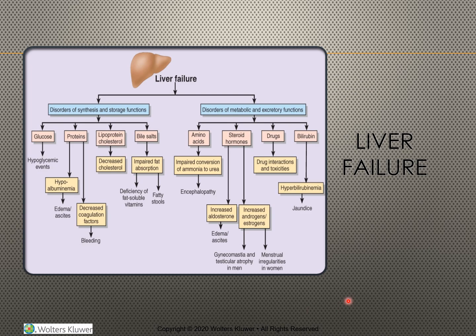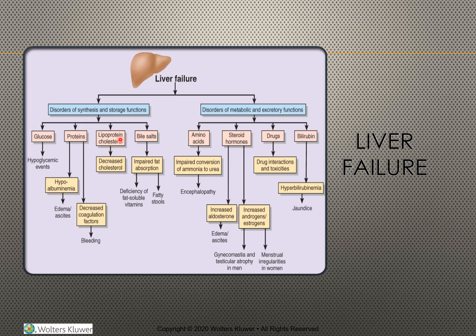And so then let's go back over all of the things that can happen to a patient if they're in liver failure. And we break those up into two large categories. Some of them are disorders of synthesis and storage functions, and some of them are disorders of the metabolic and excretory functions. So with synthesis and storage, again, we have hypoglycemic events because we're not able to synthesize glucose. We have hypoalbuminemia that leads to edema and ascites, and decreased coagulation factors, which lead to bleeding because of the lack of the ability to synthesize proteins in the liver.